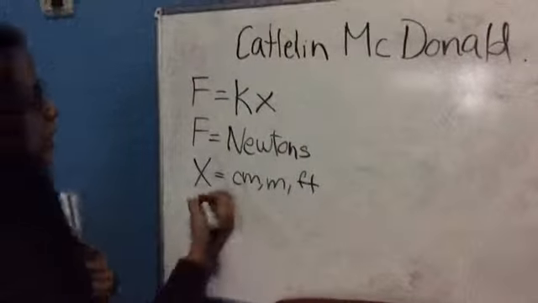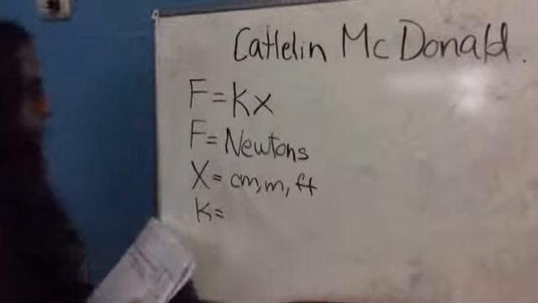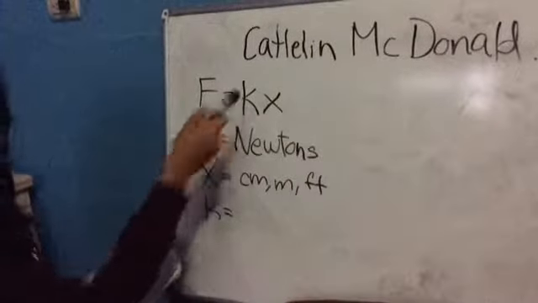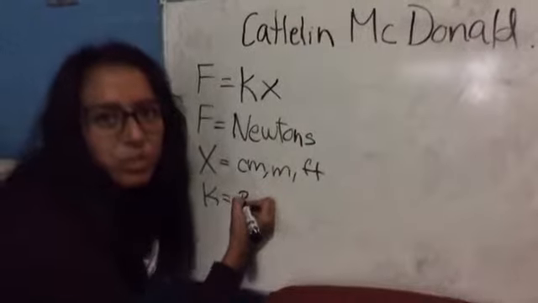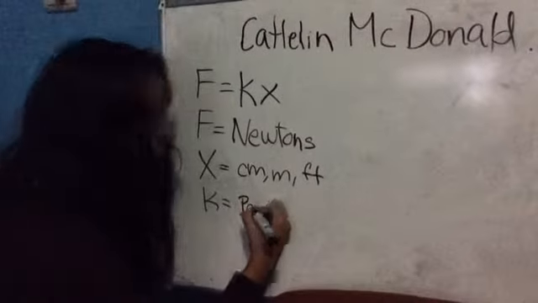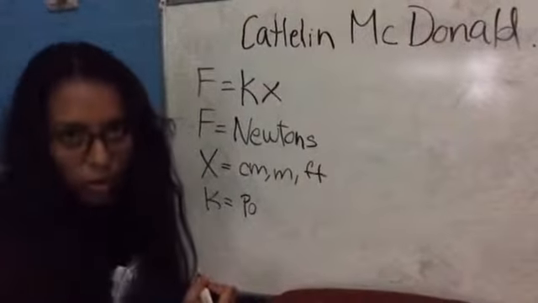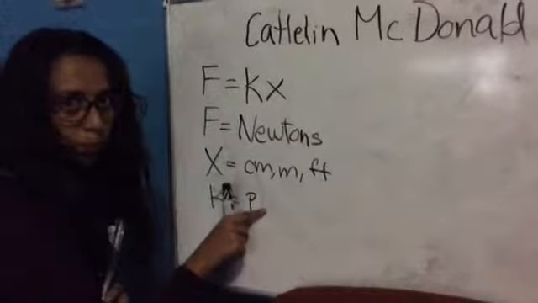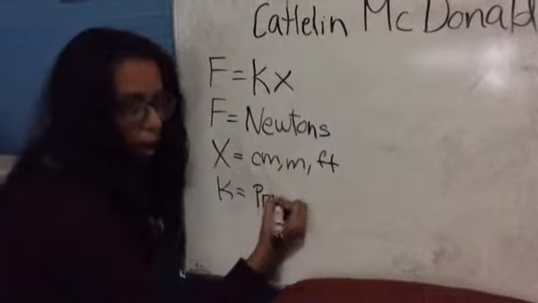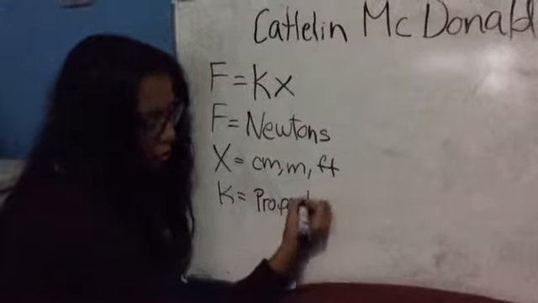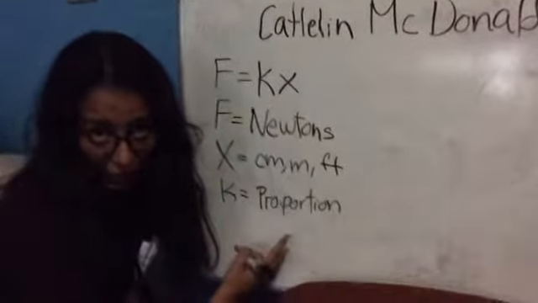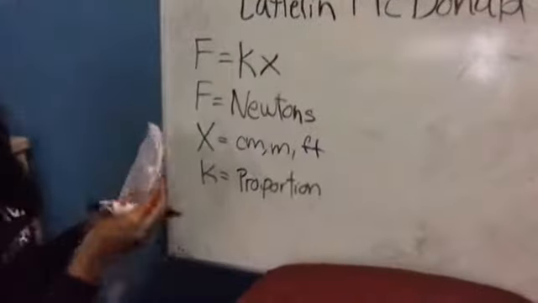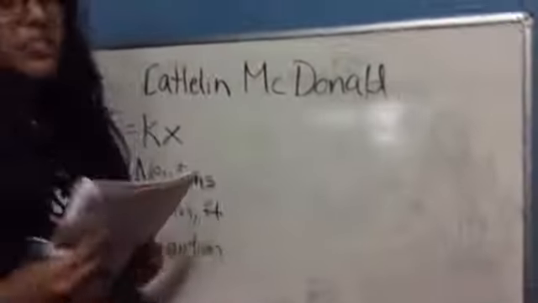Now, what we're going to do is explain K. What K means is the constant of proportion. Proportion. In English, how do you spell proportion? So K means proportion, and now we're going to graph.